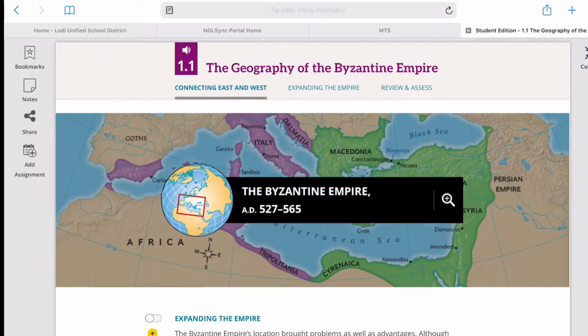Today we'll cover Chapter 2, the Byzantine Empire, pages 40 to 57. That is the coverage of this entire chapter. And our lesson for today is the geography of the Byzantine Empire.